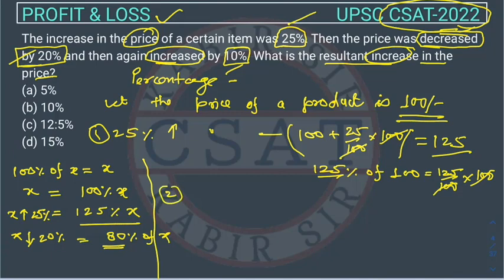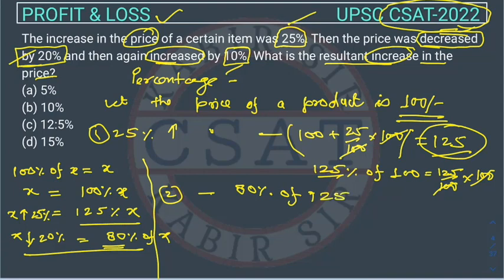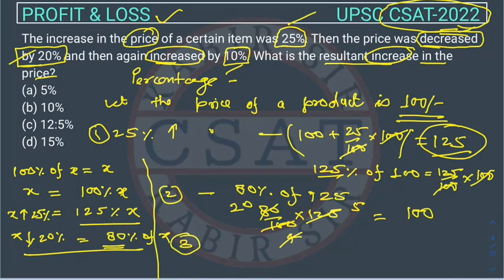Now this is the first part. Second is decrease by 20%. So as I told you here, what can I directly write? I can directly write 80% of the current price. The current price is 125, right? So it will become 80 upon 100 into 125. From 25 we can cut this, right? 4 will cancel this. So the price will be 100, right?